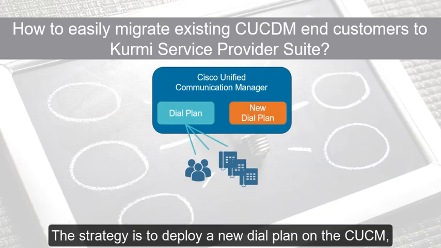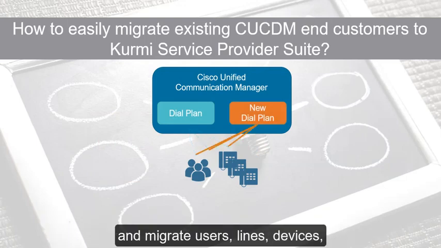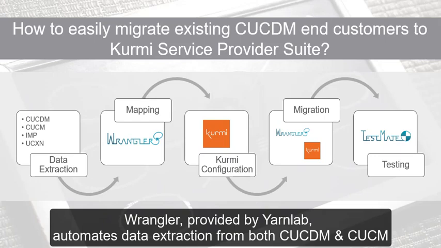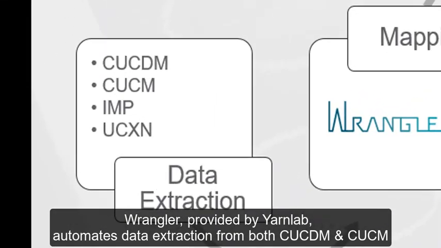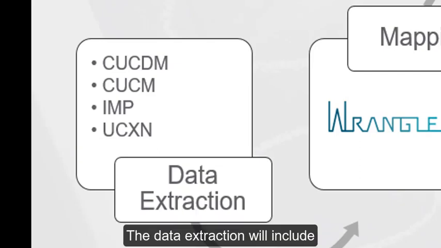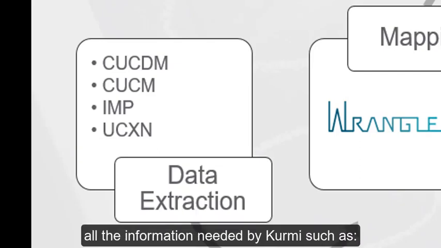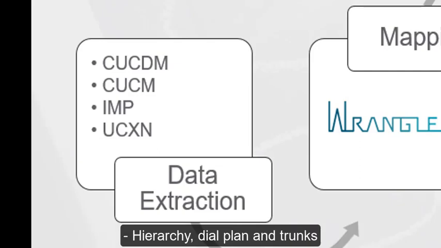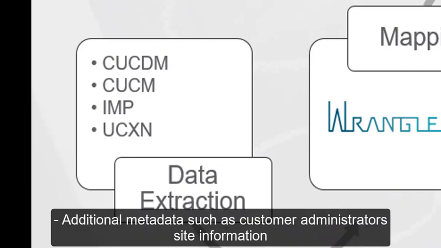The strategy is to deploy a new dial plan on the CUCM and migrate users, lines, devices, and services to this new dial plan. Wrangler provided by Yarnlab automates data extraction from both CUCDM and CUCM with flexible mapping to Kurmi to accommodate various hierarchies. The data extraction will include all of the information needed by Kurmi, such as IP addresses and credentials for CUCM, Unity, and IMP, hierarchy, dial plan and trunks, additional metadata such as customer administrator site information.